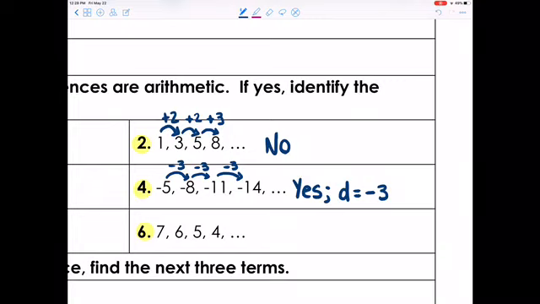All right, example 6. Same idea. From 7 to 6, we're going down 1, so subtracting 1. 6 to 5 is decreasing by 1. 5 to 4 is decreasing by 1. That has a common difference, so yes, it is an arithmetic sequence, and that common difference is -1. You are welcome to pause the video now to complete problems 1, 3, and 5 on your own, and then resume the video when you're ready to go on.